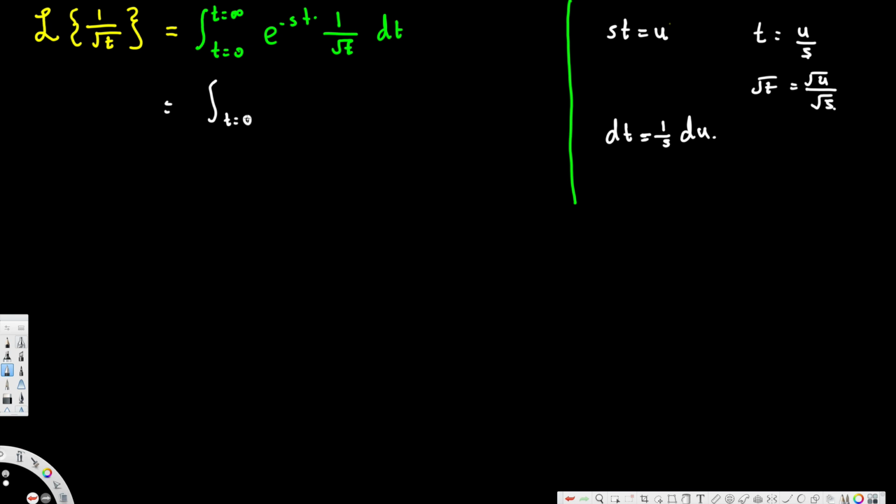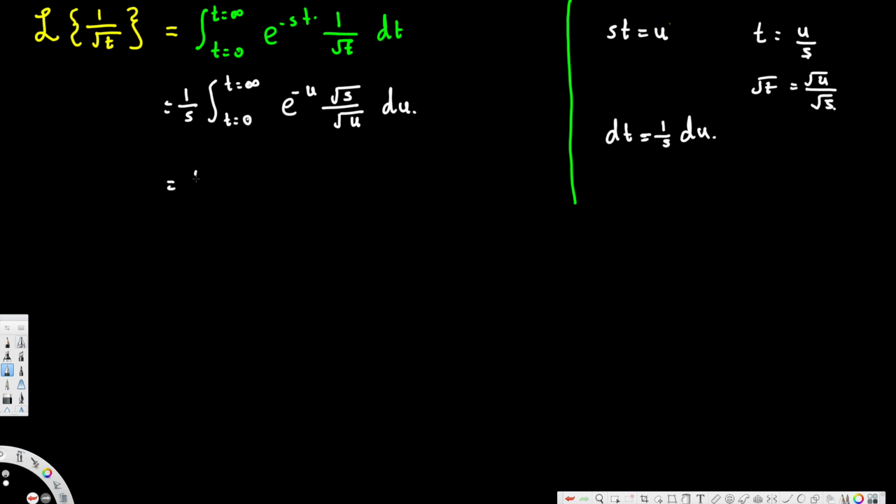If we rewrite this one, this is going to become the integral from t is equal to 0 to t is equal to infinity, and then e power negative st. Instead of st, I put u right here, and 1 over square root of t. We know that square root of t is square root of u over square root of s. So 1 over square root of t means it's going to flip around, and this is going to become square root of s over square root of u. Instead of dt, we will have 1 over s du. I put the 1 over s in front, and we will have du right here. And here we are doing the integration with respect to u, so we can take this s to the front because s is just a constant.